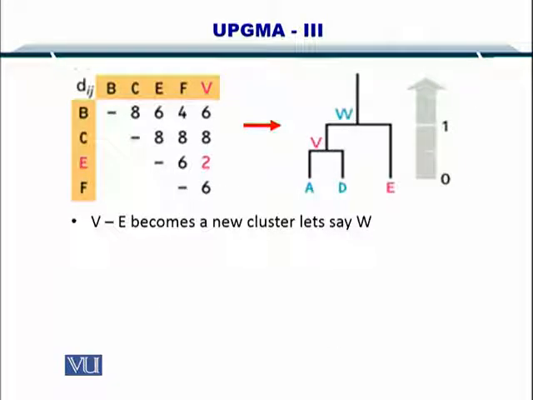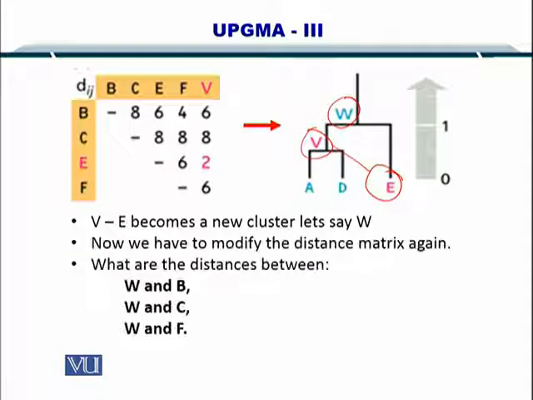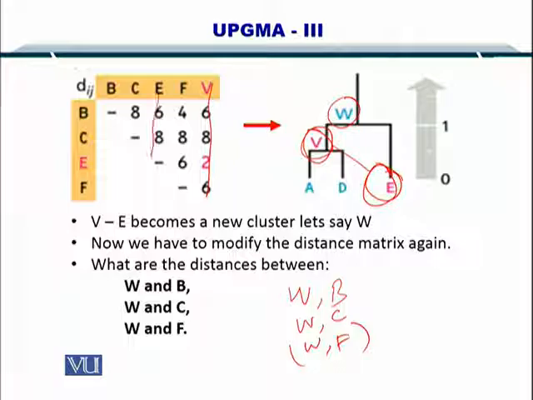So let's continue with our example. If you remember, we had created a cluster W out of V and E. So we were in need to calculate the distance between W and B, W and C, W and F, and as a result, V and E will be eliminated from the distance matrix. So let's see how we calculate the distance.